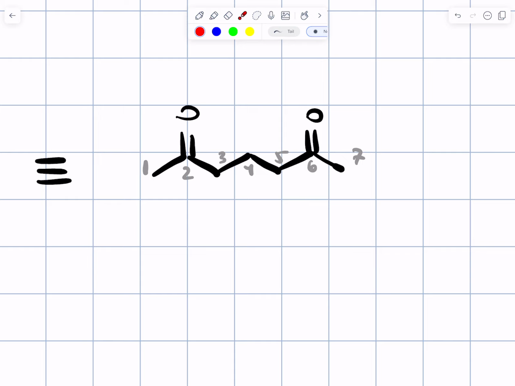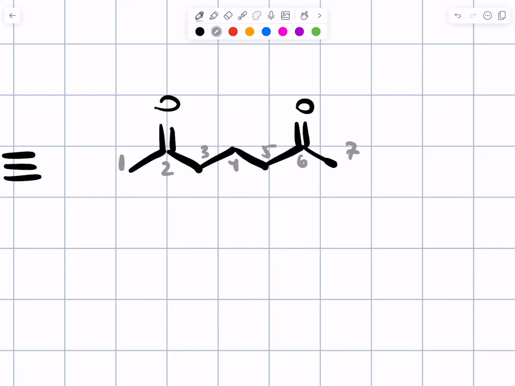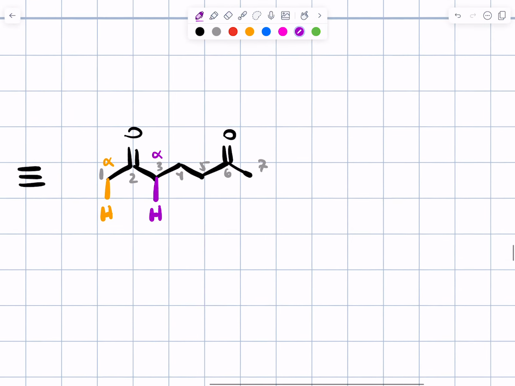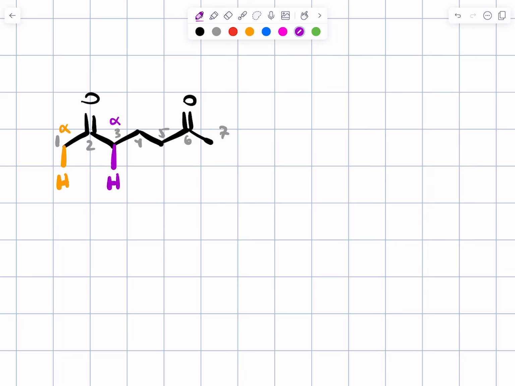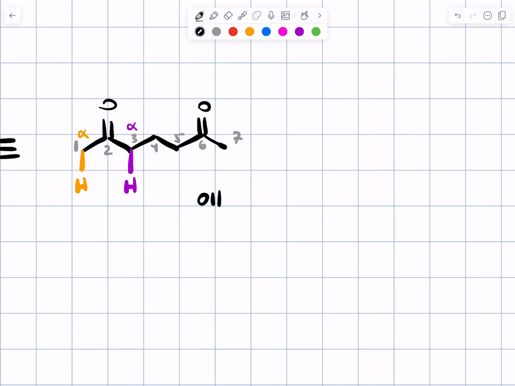Now, it just so happens that there's mirror plane symmetry here. Those two carbonyls are identical. So it does not matter which one I choose to be the enolate and which one I choose to be the electrophile. However, there is a problem when it comes to which enolate I should make, because I have two different alpha carbons and two different alpha protons. And we're using a base which is OH minus.